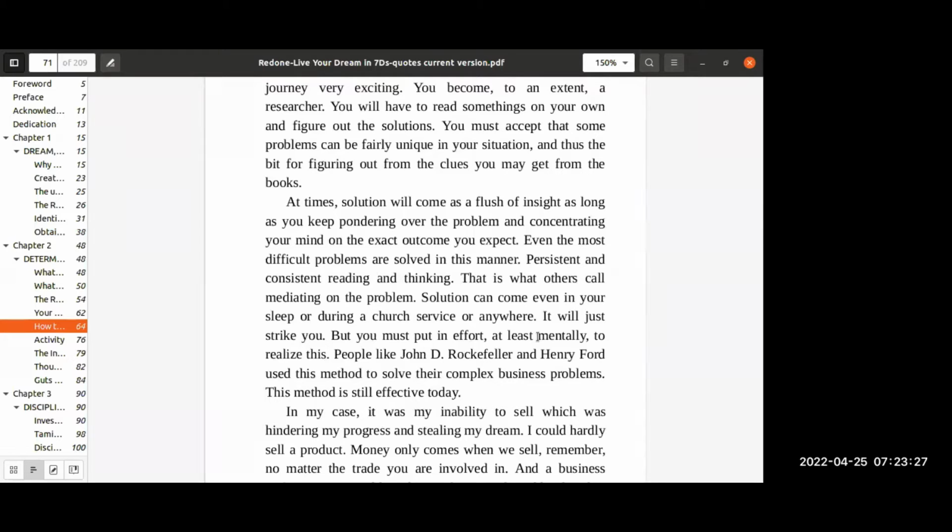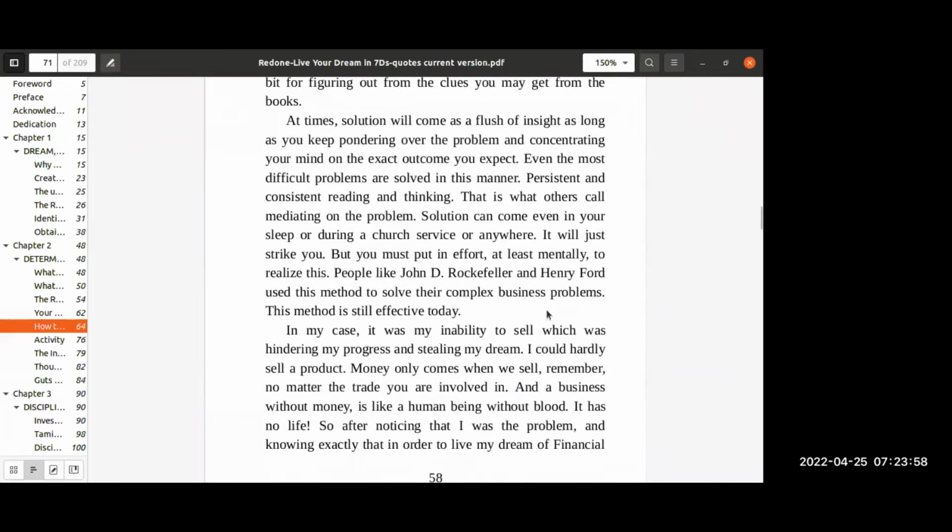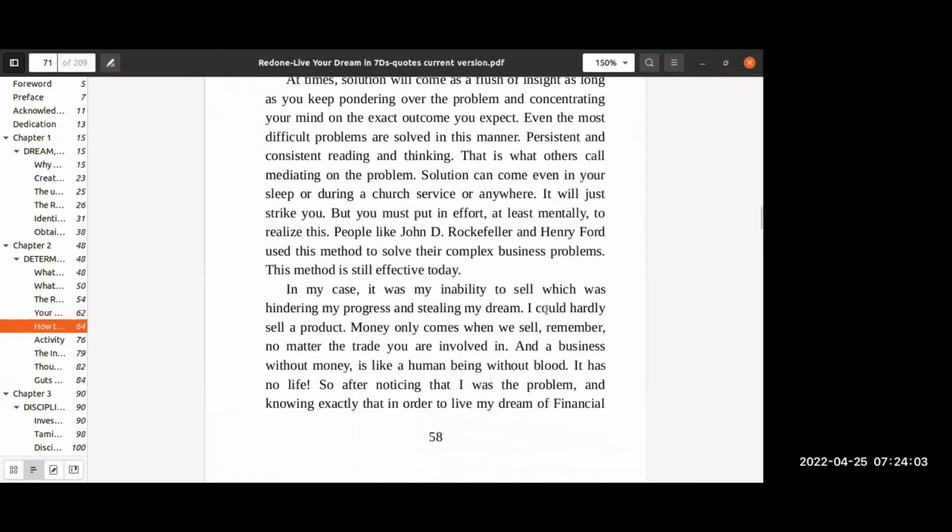Even the most difficult problems are solved in this manner: persistent and consistent reading and thinking. That is what others call meditating on the problem. Solution can come even in your sleep or during a church service or anywhere. It will just strike you, but you must put in effort, at least mentally, to realize this. People like John D. Rockefeller and Henry Ford used this method to solve their complex business problems. This method is still effective today.